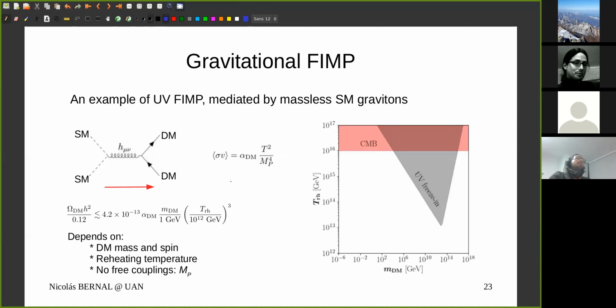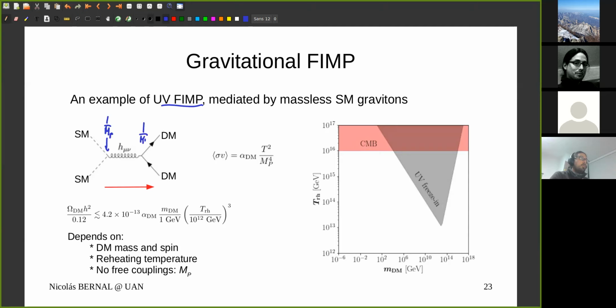So yes, okay, I was thinking about gravity. I was saying that an example of this UV FIMP corresponds to interaction mediated by standard model gravitons. For instance, you can have this kind of diagram: two standard model particles that annihilate into two dark matter particles via the s-channel exchange of a graviton. The graviton is a massless spin 2 that couples with a coupling which is 1 over the Planck mass.